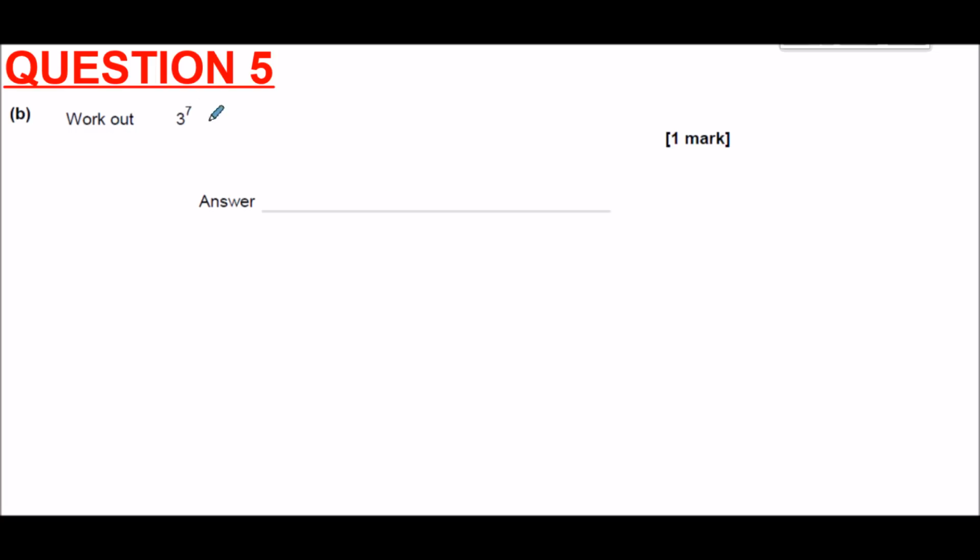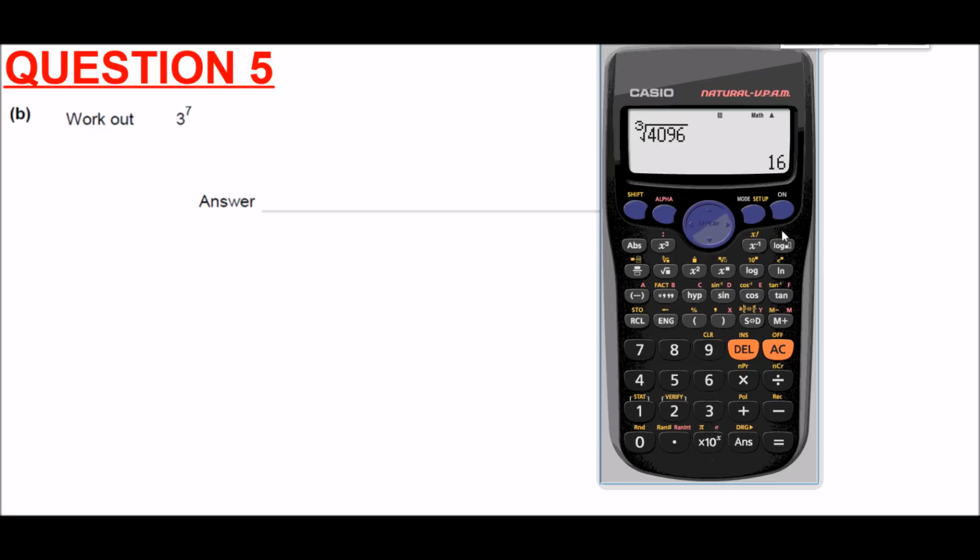Part B, work out 3 to the power 7. That means 3 multiplied by itself 7 times. And so that's 3 to the power 7, 2187.